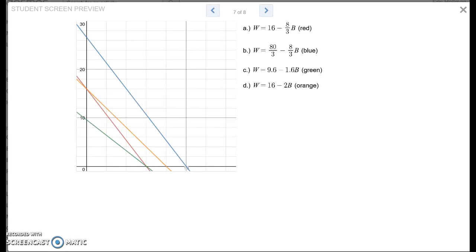Welcome back. Here are the answers. They're color-coded. Part A is in red. Part B is in blue. You can read. If you have any questions, bring them to class.